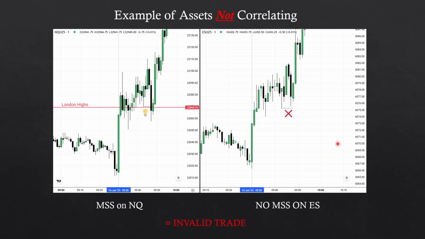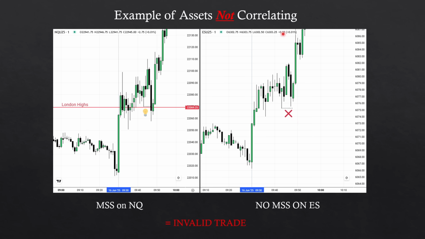Now, looking at these examples of assets that are not correlating, as we could see, we've got NQ on the left hand side and ES on the right hand side. In this example, we have London highs that just got swept. We got that swing low. We broke market structure. Market structure shifted with a displacement. But as you can see on the right hand side on ES, we do create this same swing low, but we do not get the same market structure shift or displacement on ES.